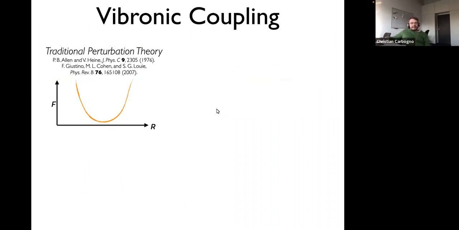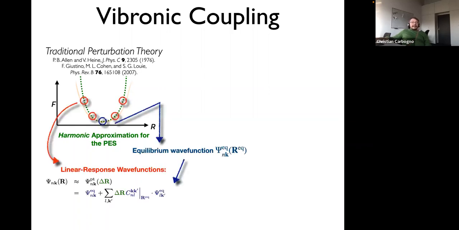So as mentioned before, in traditional perturbation theory, you would just use the harmonic approximation for the potential energy surface. Similarly, you would do a linear response Taylor approximation for the wave function. So again, you use the equilibrium wave function plus a linear term that describes how this wave function would change upon displacement. And then you use that to describe the whole dynamics along this harmonic approximation and to calculate expectation values for this perturbed wave function along this trajectory.